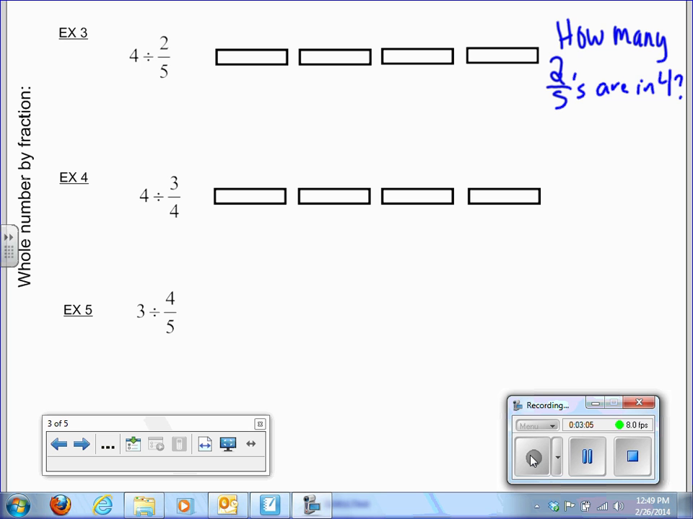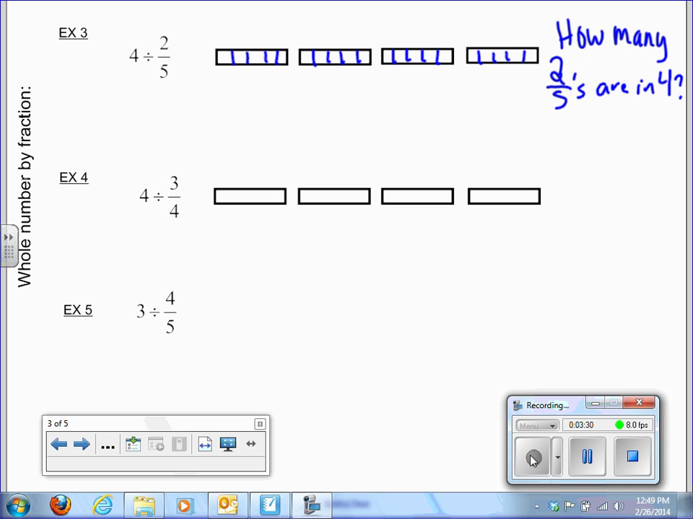Okay, so now this is pretty challenging here. We want to know how many 2/5 are in 4. So we're going to start like we did yesterday. Okay, we're going to divide all the unit bars into what? Fifths. Divide all the unit bars into fifths. Now, I know that I have 20 fifths.